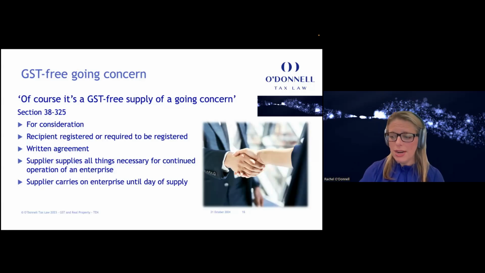You must have a written agreement. It can be in the contract or elsewhere. And the written agreement must be to treat the supply of a going concern for GST-free purposes. I have had circumstances where certain parties have said, no, this is GST-free because it's a supply of a going concern. That's not enough without the specific written agreement.